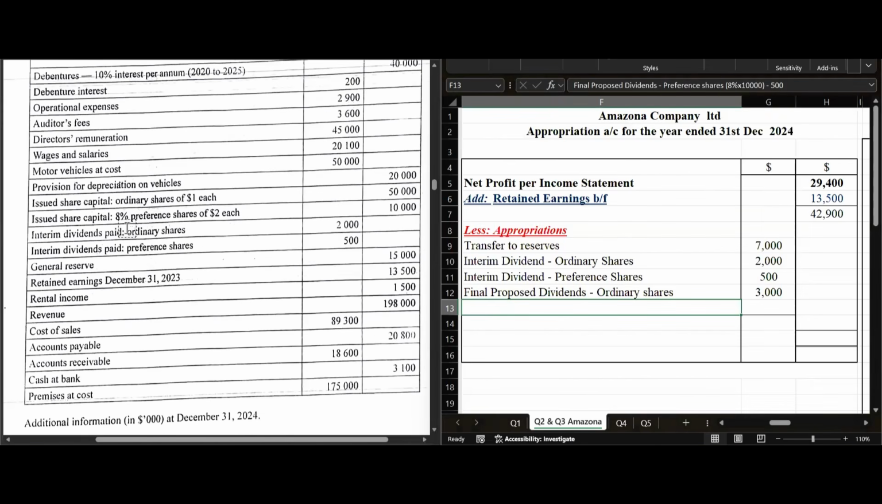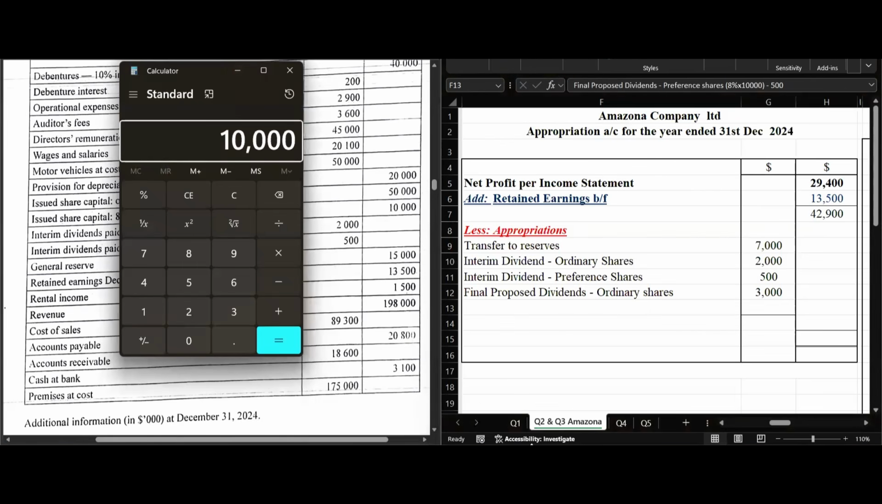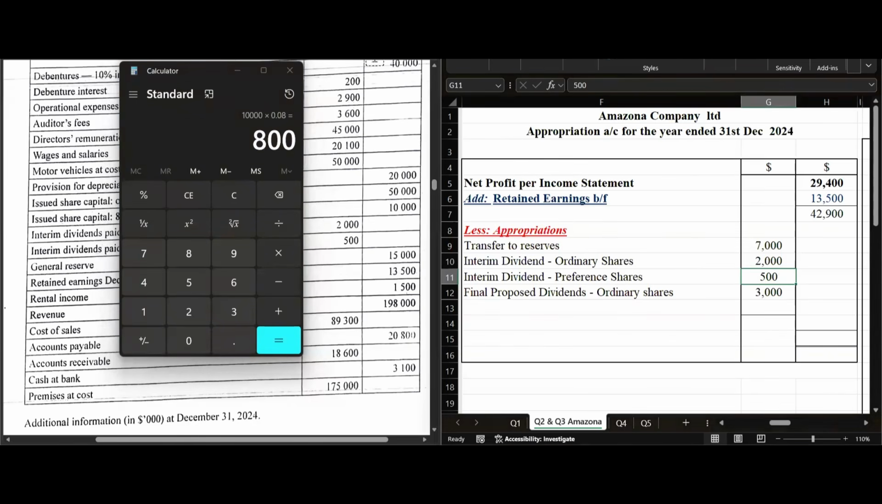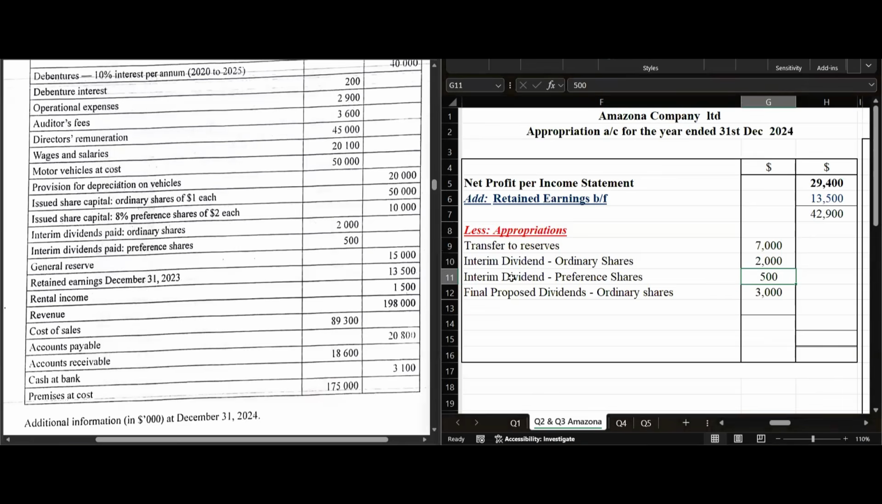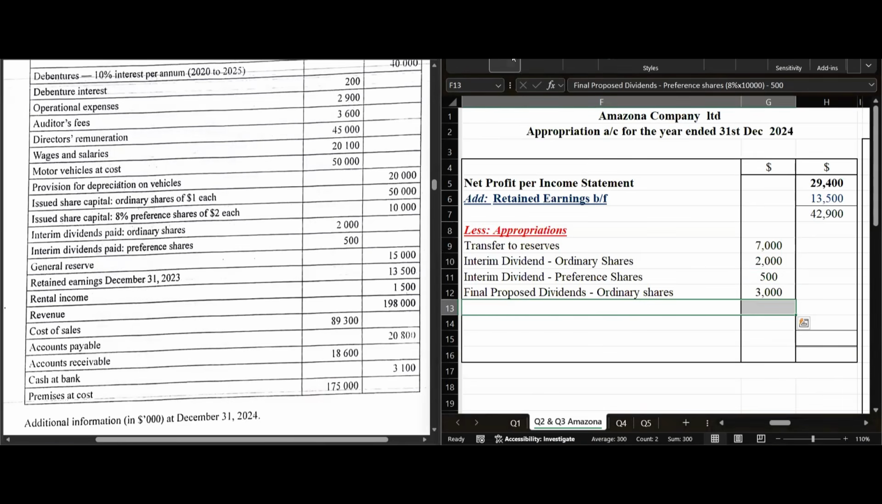Now, looking back, the investment that preference shareholders made was $10,000, and the return they're getting is 8%. 8% of 10,000 should be $800. But remember, they already received $500 as our interim dividend. So the amount outstanding to preference shareholders will simply be 800 subtract 500 to give us $300. There we go. Good job, guys. Nicely done.